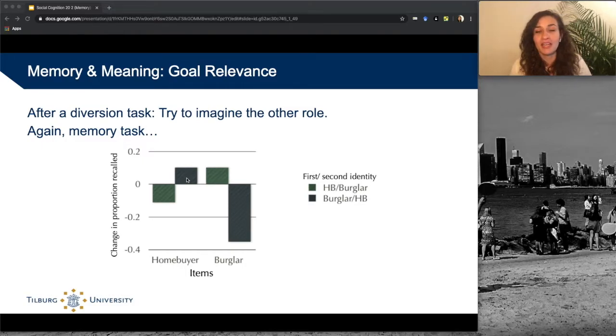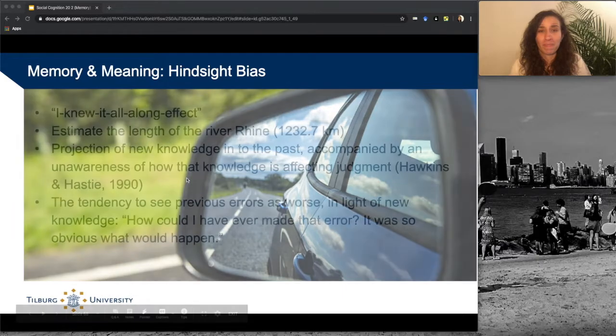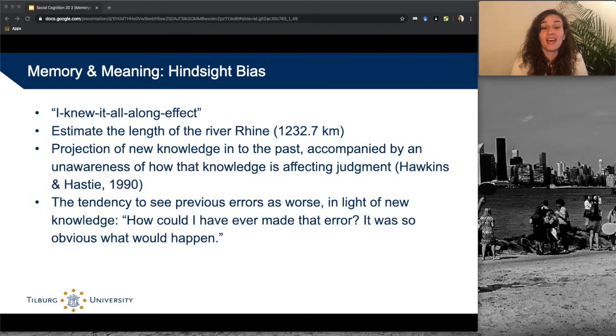Now, finally, I'd like to introduce you to hindsight bias and how it plays a role for memory. So the hindsight bias is often also referred to as the "I knew it all along" effect, and I bet you've had that feeling quite a bunch already during these videos. But here it goes to try to explain it.